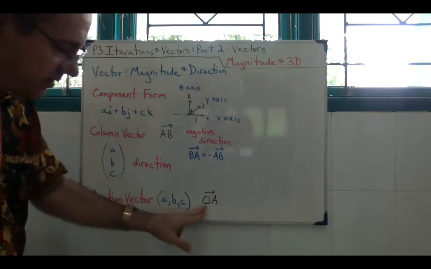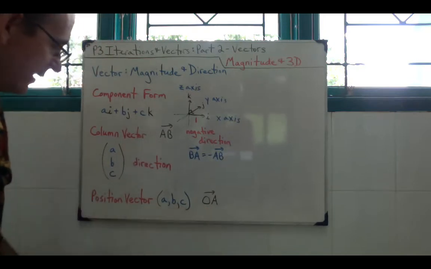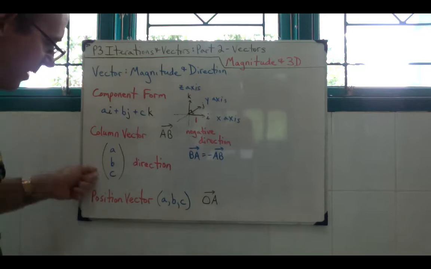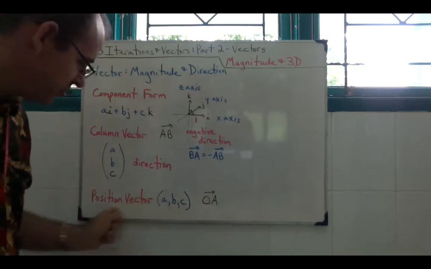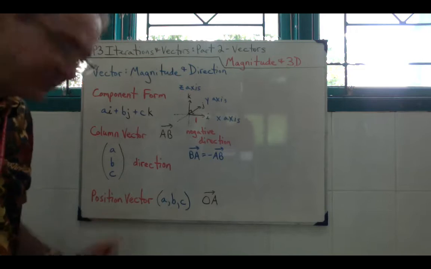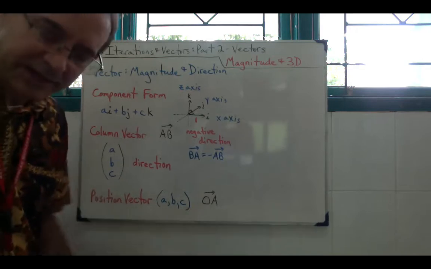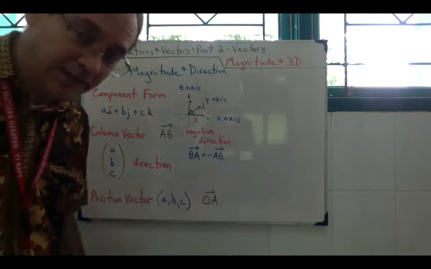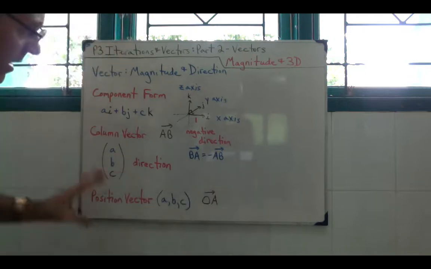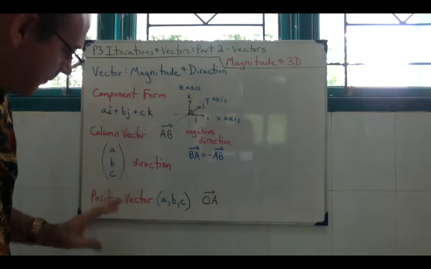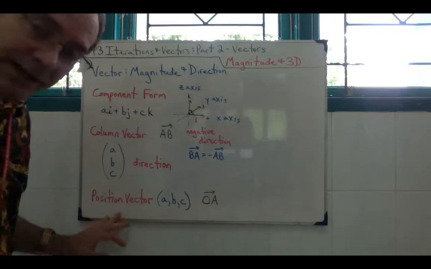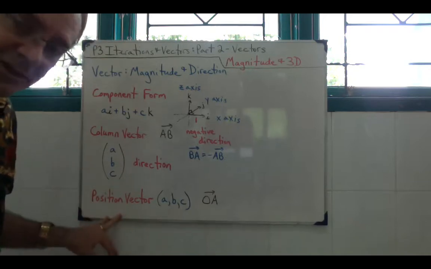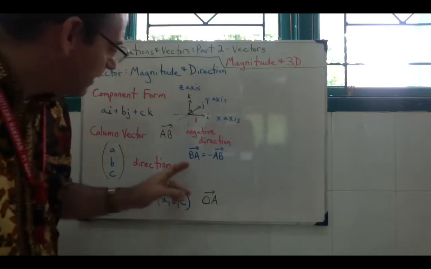So when you see this OA and it's given in column vector form, or if it just uses the terminology position vector, you need to understand that it's the OA or origin to some point. Okay, so these are the main terminology and notations that you need to be familiar with.